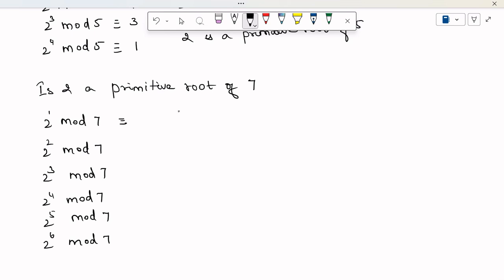So 2 to the power of 1 mod 7 is 2. 2 square mod 7, 4 mod 7 is 4. 2 cube is 8, 8 mod 7 is 1. 2 to the power of 4 is 16, and 16 mod 7 is 2. Here you can see it is getting repeated, so we can stop with this. We need not proceed further because the values are getting repeated. So 2 is not a primitive root of 7.